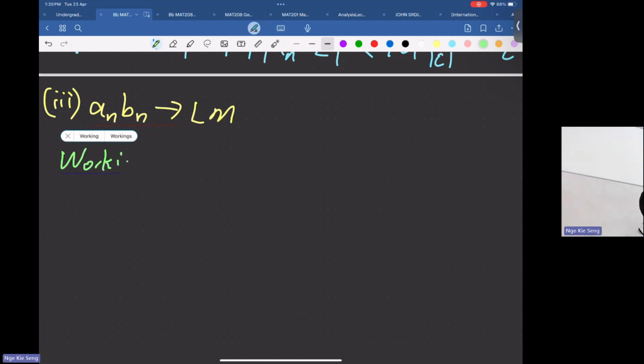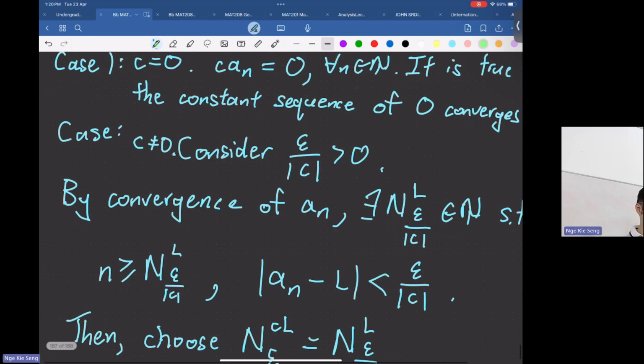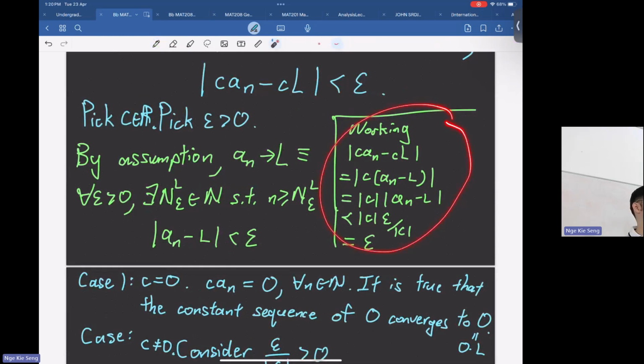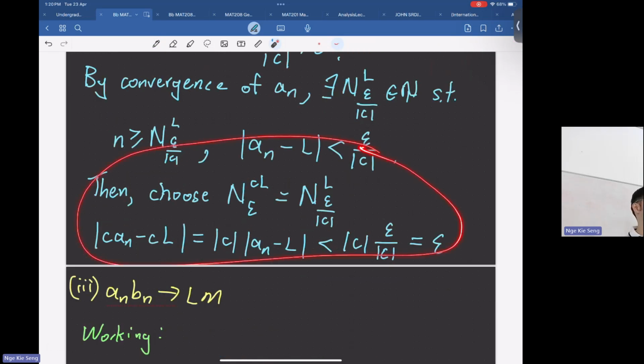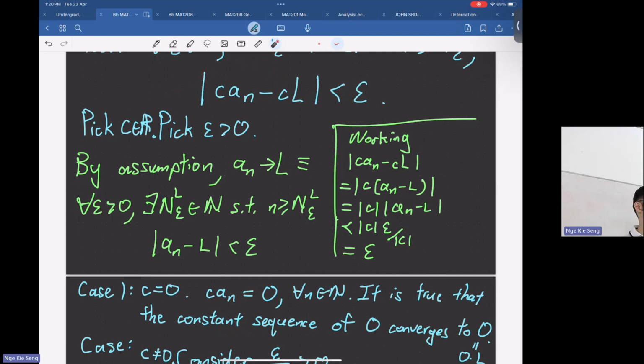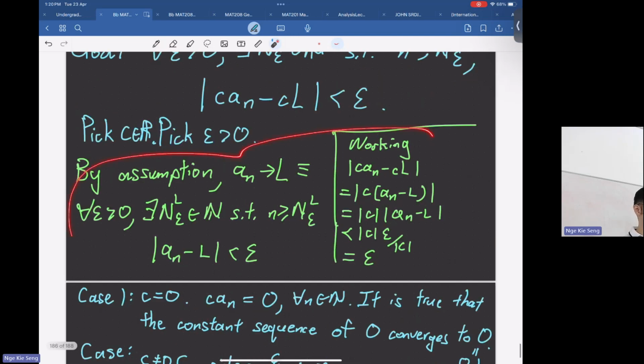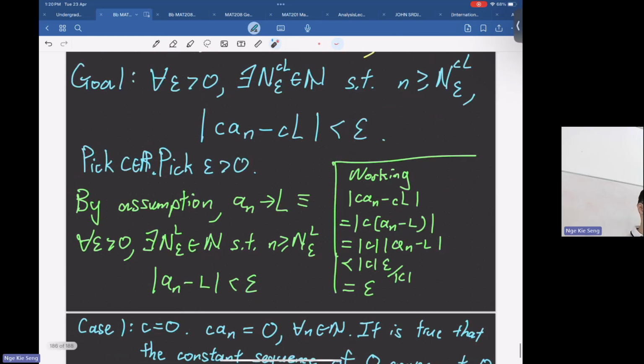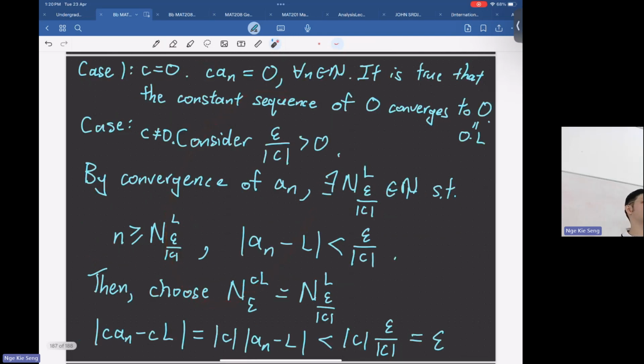You don't need to write working in your actual proof, by the way. There's a reason why I write this in green, because you don't need to prove this kind of working inside your proof. But this working will help you to find your n. In the actual writing, you just keep the blue part. Does it make sense? The green part is just your working, your draft. But in the actual writing, you need to write the blue part here: what you want to find, what is being fixed, what is being found, and then what is being obtained.